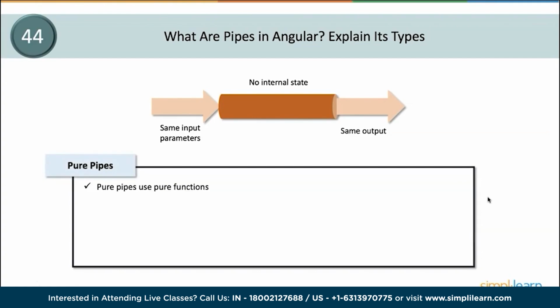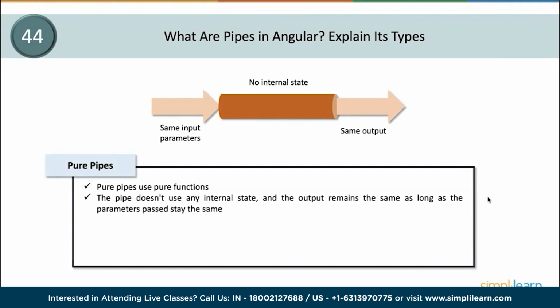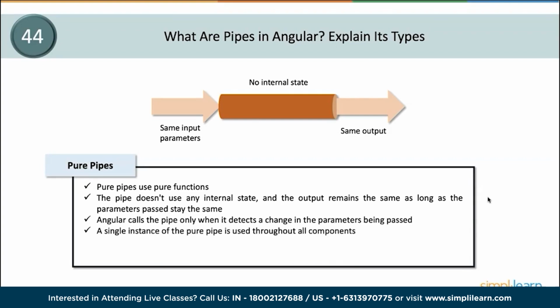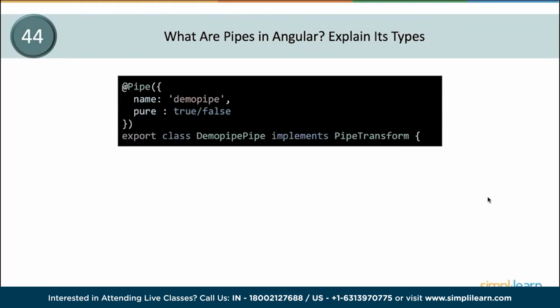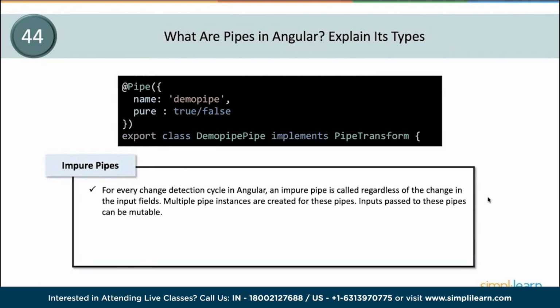Now, pure pipes use pure functions. Clear? These pipes don't use any internal state, and the output remains the same as long as the parameters passed stay the same. Angular calls the pipe only when it detects changes in the parameters being passed. A single instance of the pure pipe is used throughout all components. This is how pipes are used: we have defined the pipe with the value true or false for pure, and a class implementing PipeTransform.